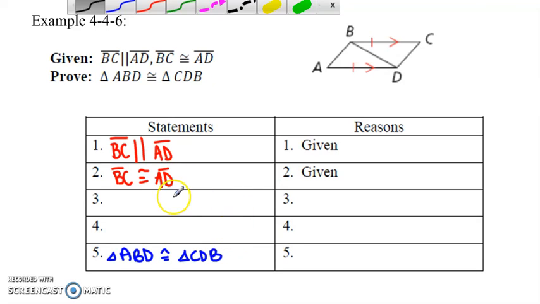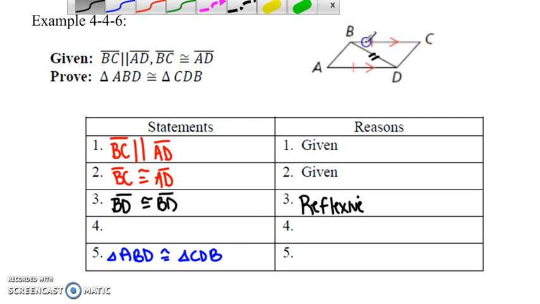So now let's go ahead, and it's already marked in our picture, the givens. What can we do next? Well, we can mark this side because of the reflexive property, right? So BD is going to be congruent to itself, BD, by reflexive.